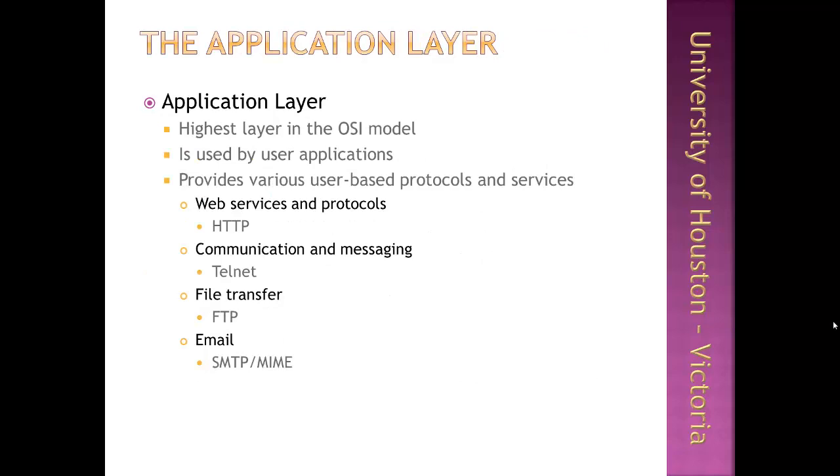And finally, we have the application layer. The application layer is the highest layer in this OSI architecture. It can be used by your user applications, for example, Telnet, FTP, HTTP, SMTP, or MIME, M-I-M-E. And this layer is basically in charge of making sure that whatever data and connection you have on the highest level to the user, they can use their programs to deal with it.